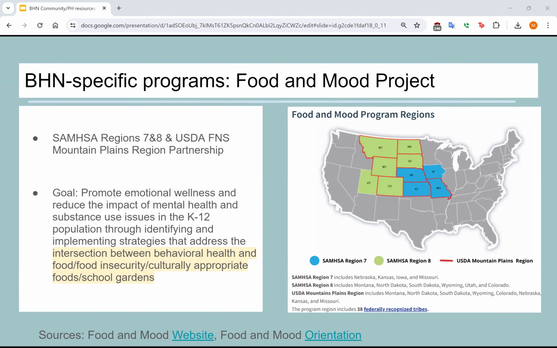So right now, all I could find about it was their website, and an orientation is listed here, which is like a slideshow that tells a little bit more about it. And also they have, I think, a presentation on food and mood and nutrients of concern available, but I'm hoping there's going to be a lot more coming out.